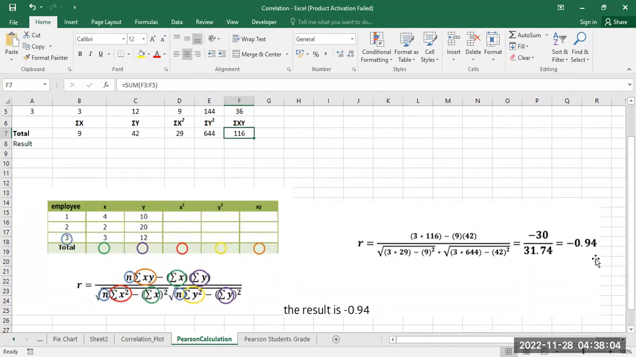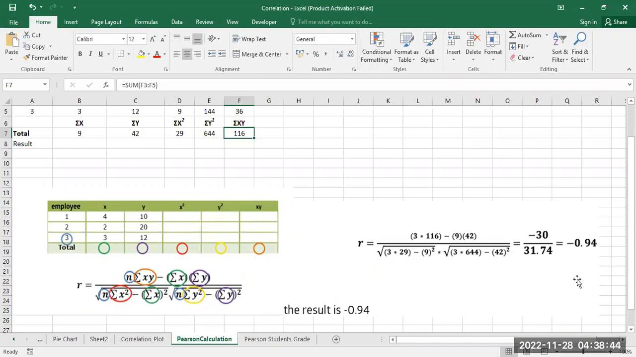Now, the interpretation of this is that, do not forget we said that the value of R usually lies between minus 1 and plus 1. You can see that this one is very, very close to minus 1, meaning that the two variables, which are the number of years spent in the organization and the number of mistakes or errors committed, are strongly negatively correlated. In other words, the higher the number of years of experience, the lower the number of errors or mistakes committed. And that's how we interpret that.